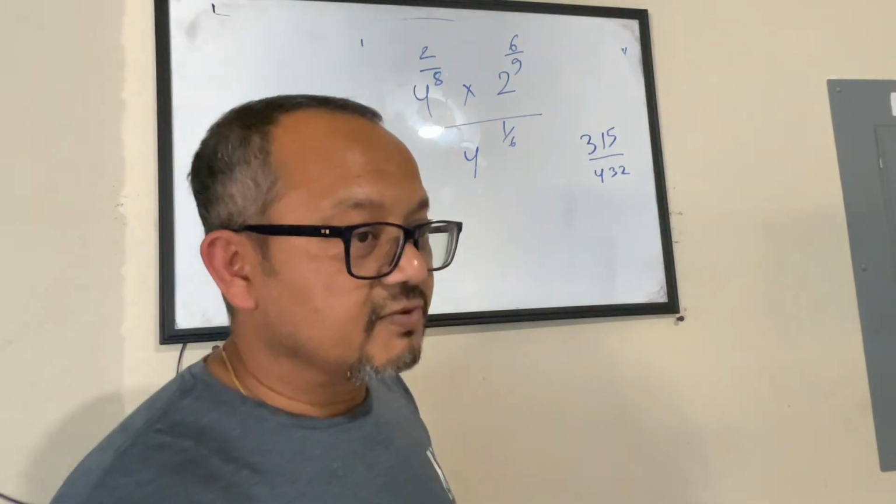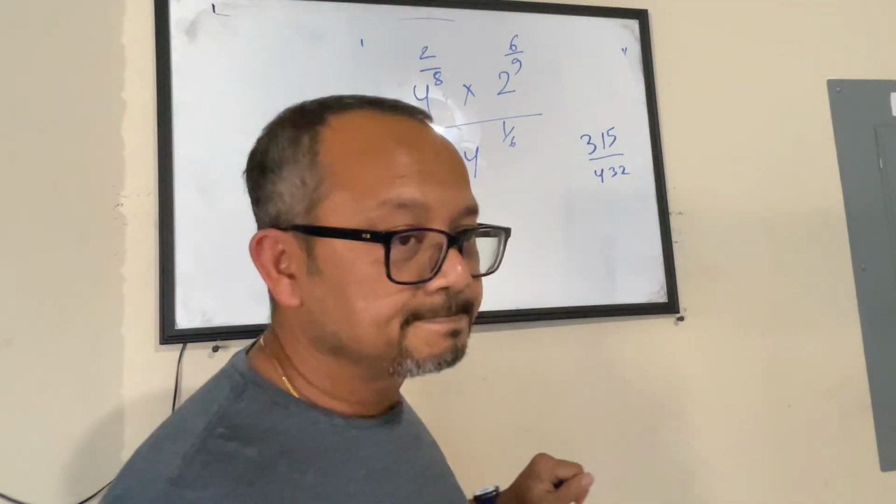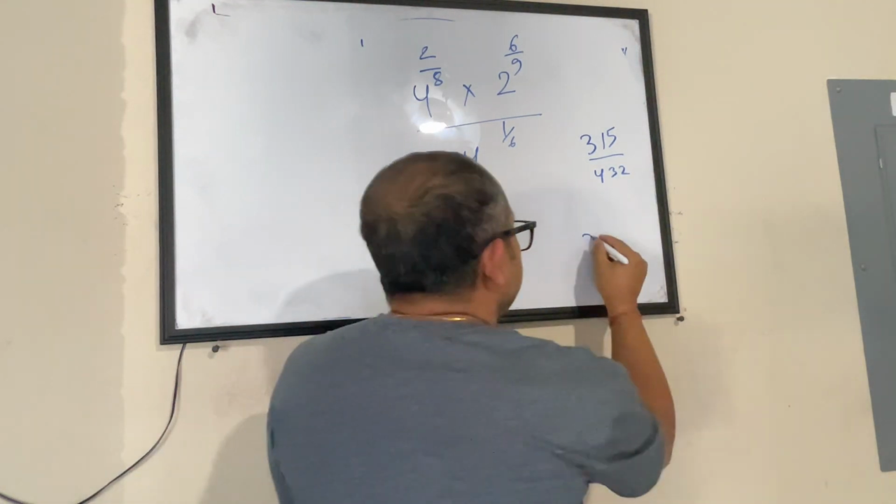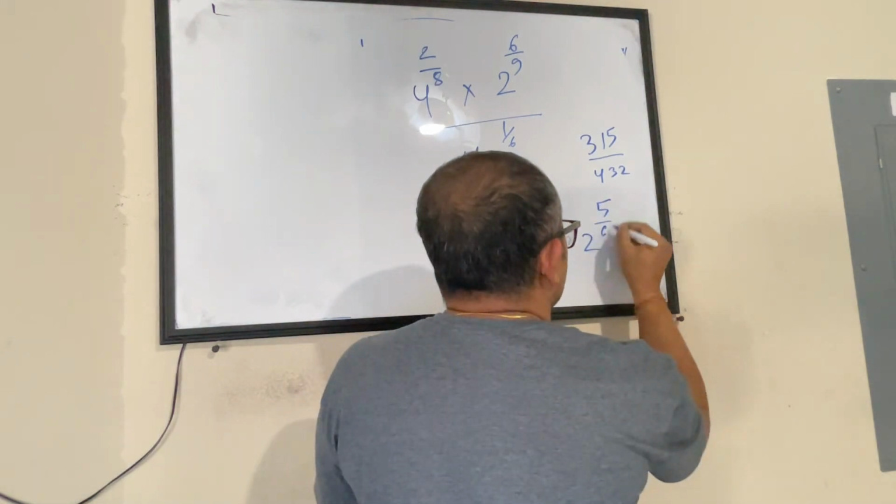Okay, Advik, what did you get? 2 to the power of 5 by 6. Okay.